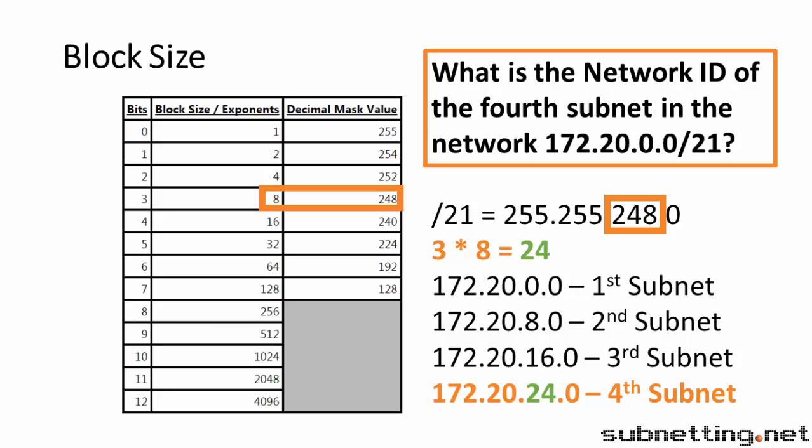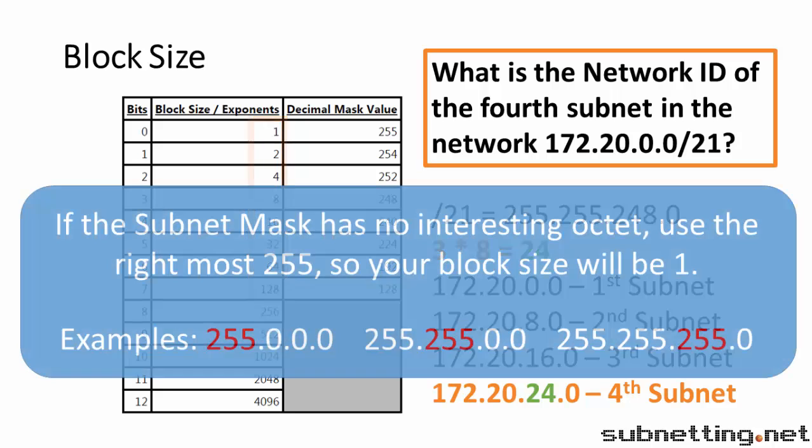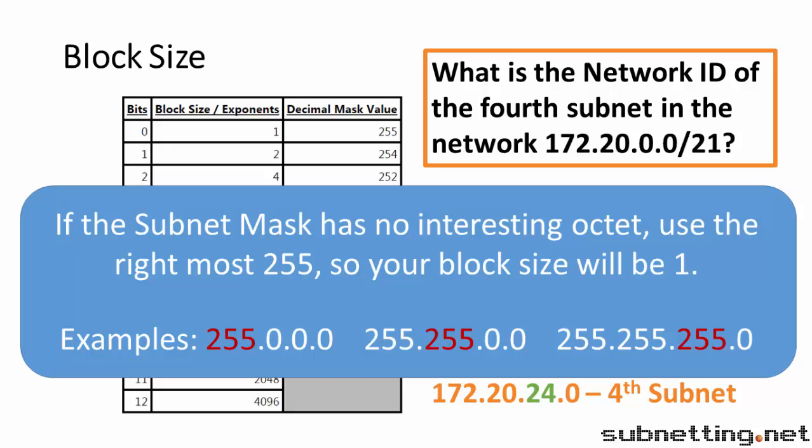So, you can think of the block size as being similar to the subnet size, except that the block size only relates to a single octet, and that is always the interesting octet of our subnet mask. Because of this, there are only 7 possible block size values. And by the way, whenever you have a subnet mask that doesn't have an interesting octet, just use the rightmost 255 as the interesting octet. This means your block size will be 1.